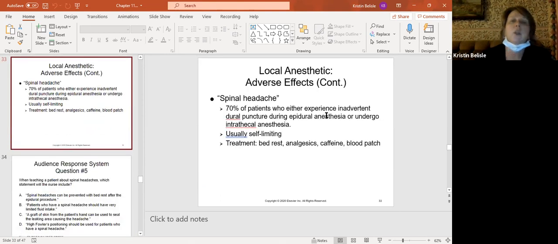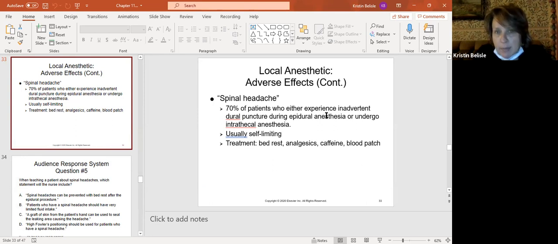One of the big things here, I do want to talk about this, is you can get a spinal headache. 70% of patients who either experience inadvertent dural puncture during epidural anesthesia or undergo an intrathecal anesthesia can get a headache. That's a lot. It's a high percentage. It's usually self-limiting, and the treatment is bed rest, analgesics, caffeine, and a blood patch.